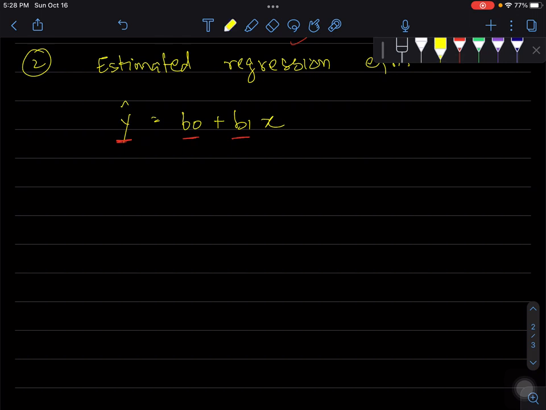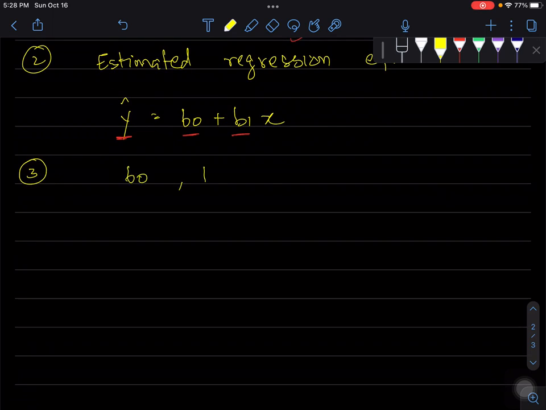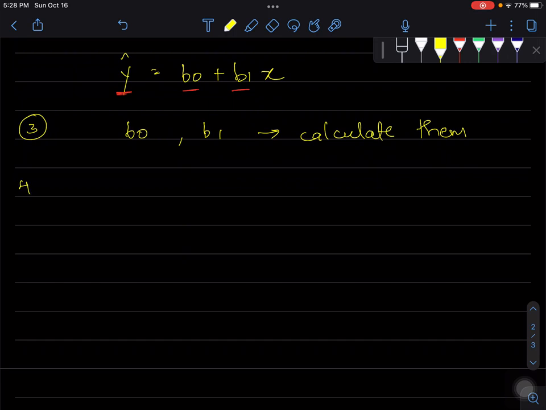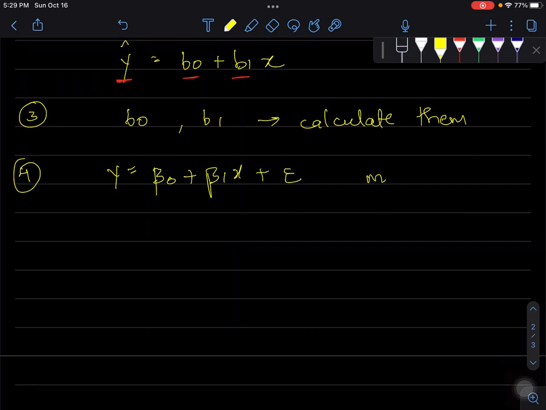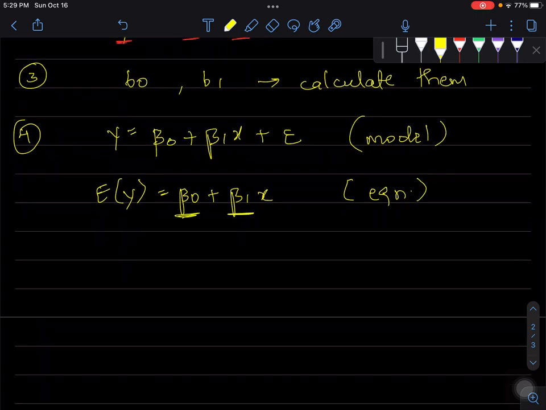Then the third step: we calculate b0 and b1 to get the actual values of the point estimators. And the last step is that we get the actual model, not the equation but the model. The expected value of y equals beta naught plus beta 1 x will be the regression equation, and then we'll have these parameters. So that's the whole estimation process for simple linear regression.